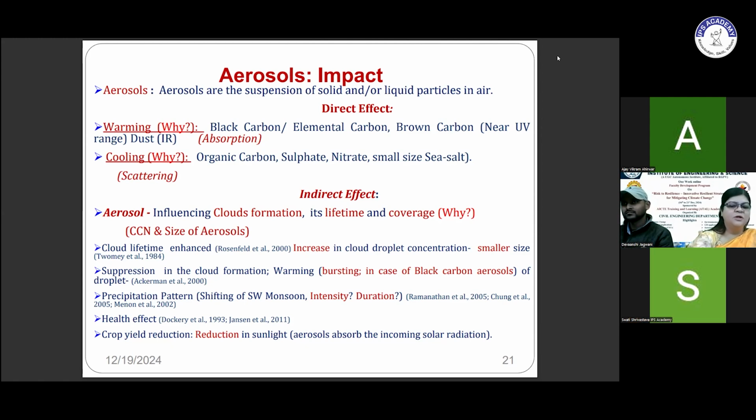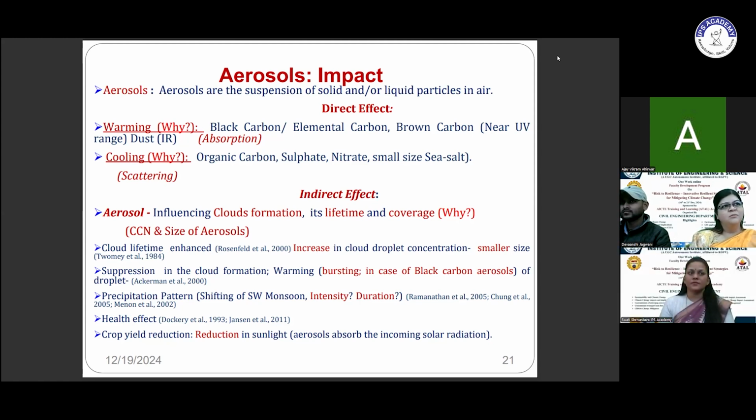Okay, next is the indirect effect of aerosols. The indirect effect of aerosols also influences cloud formation, its lifetime and coverage. How? It depends on CCN, cloud condensation nuclei, and the size of aerosols. If the particles are of finer nature, finer aerosols, then cloud droplets form, because the droplets require some media.